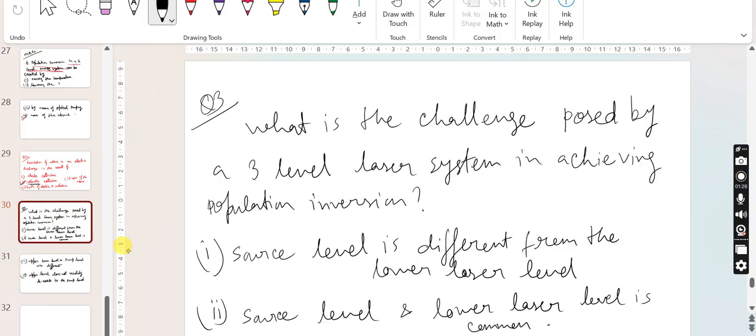So we know the problem in the three-level system is that the lower laser level and the source level were the same. So to keep the population inversion was difficult and expensive. So that is the answer.